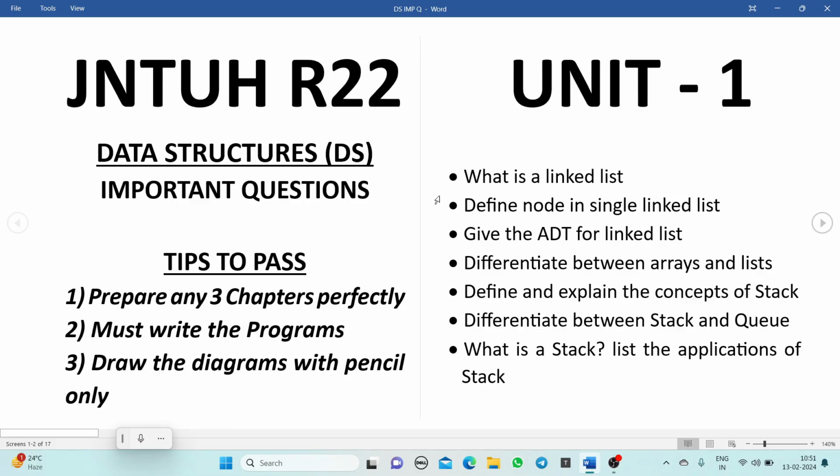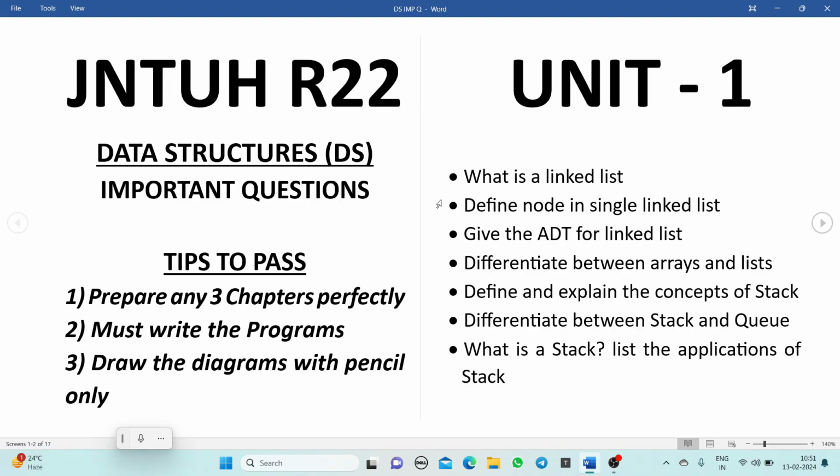From unit 1, we have topics like introduction to data structures, abstract data types, and linear list. In the linear list, we have only single linked list. So the single linked list implementation, and then some operations like insertion, deletion, and searching on the linear list. And next we have the stacks. In stacks also we have operations like push, pop, is empty, is full. Those operations are very important.